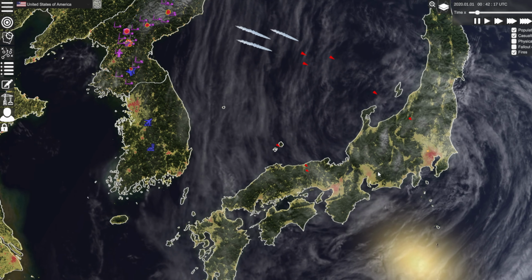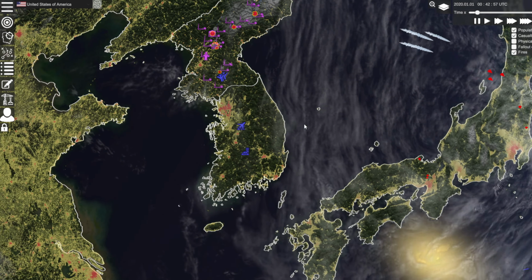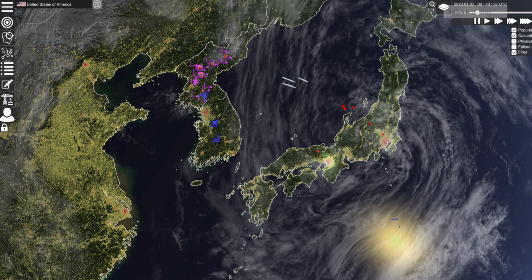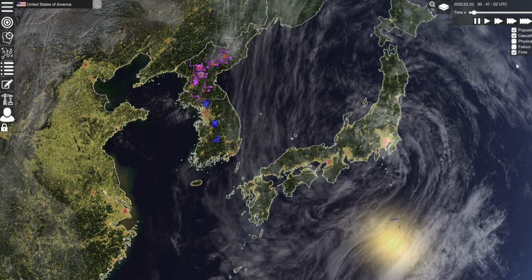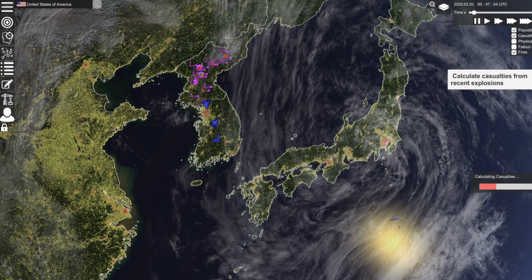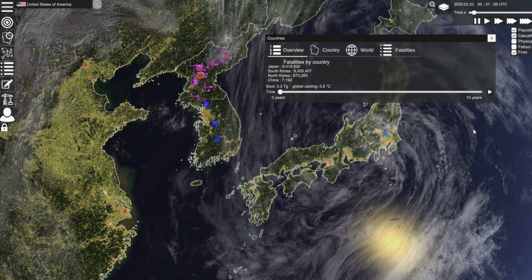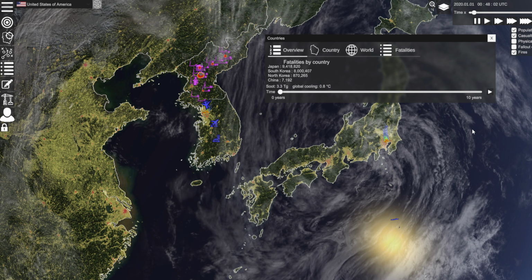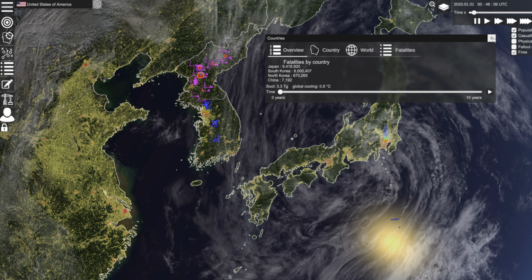So Japan is getting hit. Seoul was hit. Multiple impacts. Let's continue this. So multiple hits on Tokyo. Do the calculator again. And Japan, 9 million dead. South Korea, 8 million dead.